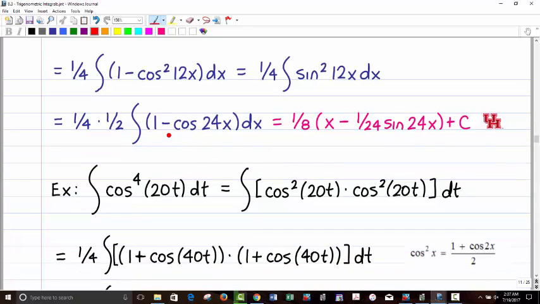And then it's very easy to say the antiderivative of 1 is x, and the antiderivative of cos of 24x would be 1/24 sine of 24x plus c. Once again, I have the 1/8 factored out, but you might need to distribute the 1/8 to match your answer, no problem. One extra easy step to do.